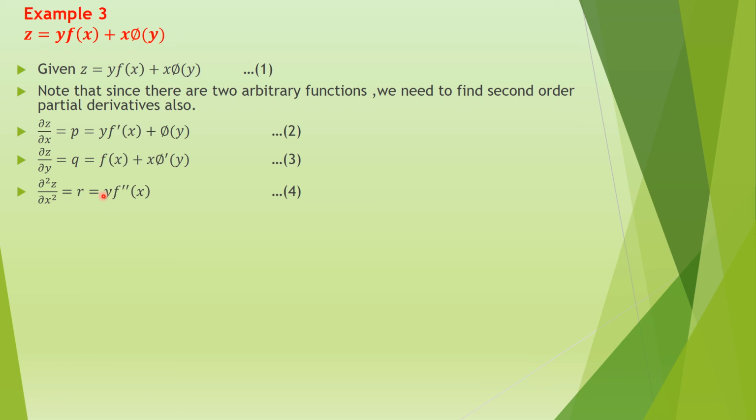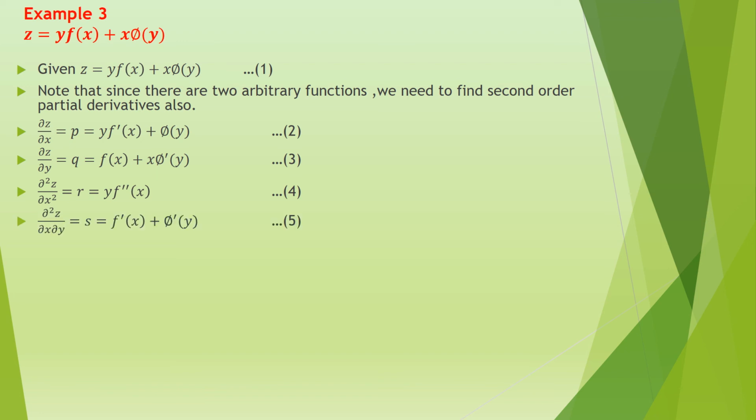So in the equation number 2 we have y into f dash of x. If you differentiate partially with respect to x, y is constant, derivative of f dash is f double dash, plus phi of y, it is function of y, so it is constant, its derivative is 0. So r equal to y into f double dash of x.